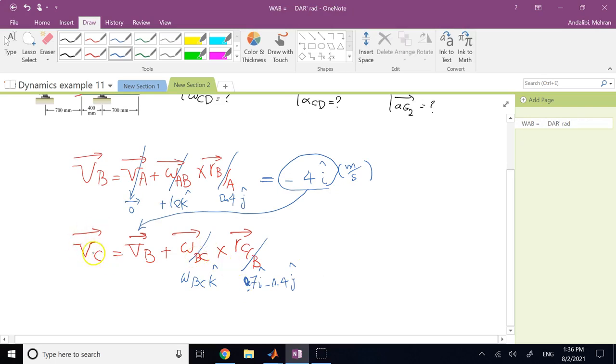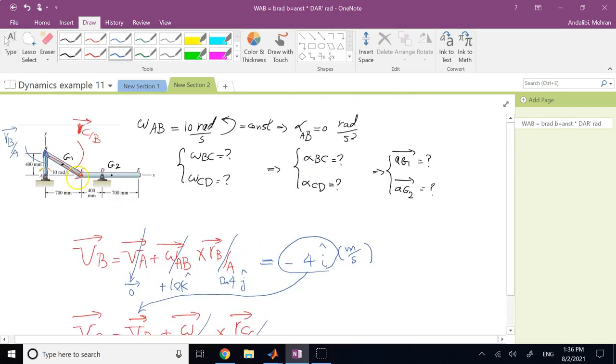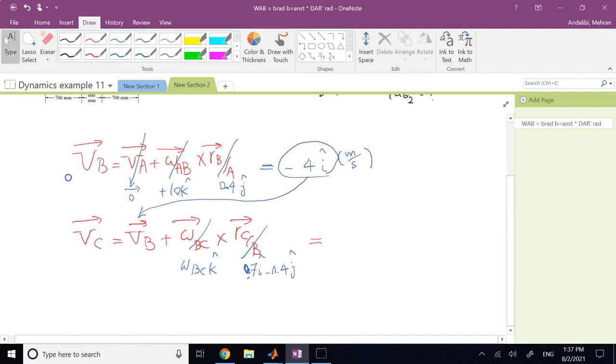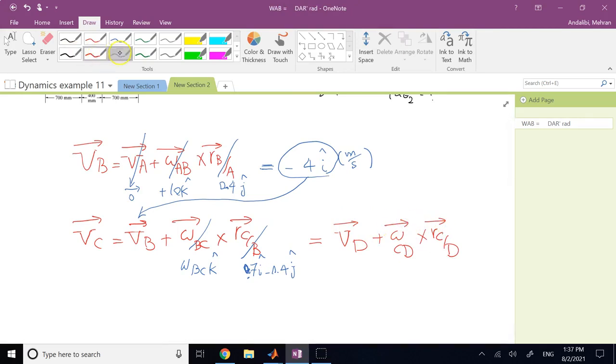And here I have no information about V of C through member BC. Okay, it has two components. I don't know anything. And if I have two unknown components for V of C and one unknown omega BC, this vector equation gives me two scalar equations, but I have three unknowns and I cannot solve. So the only way I can work on this is to say C also belongs to member CD. So I can find velocity of C also through member CD and say this is equal to V of D plus omega CD cross R of C with respect to D. That's the only way I can approach this problem.